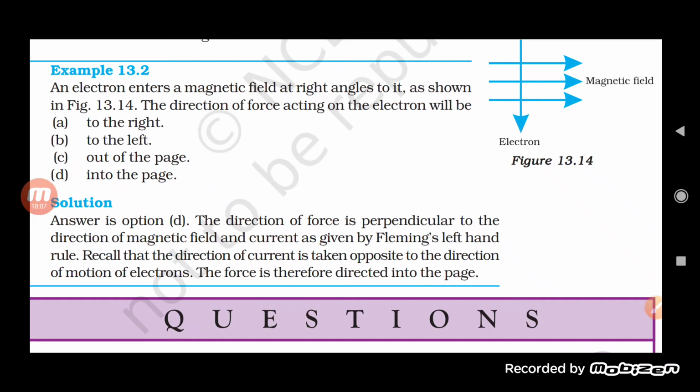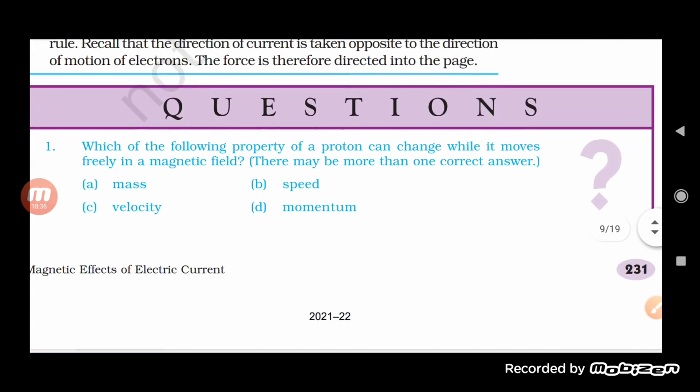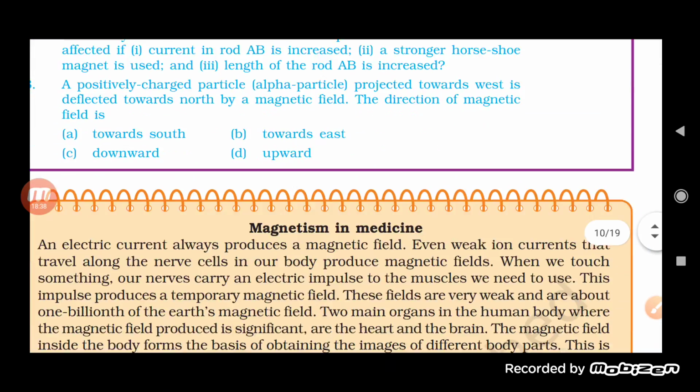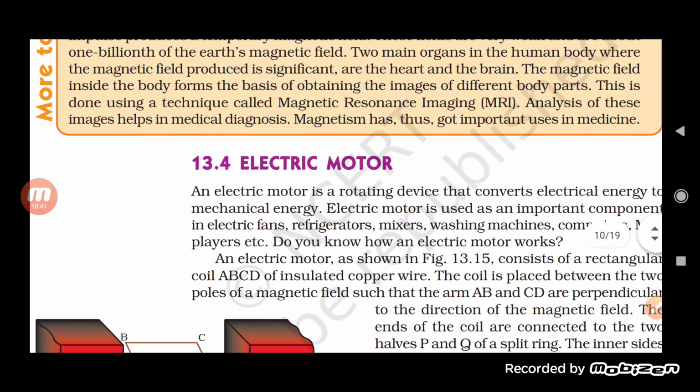Here it is written that the direction of force is perpendicular to the direction of magnetic field and current, and this is given by Fleming's left hand rule. So Fleming's left hand rule says that if we stretch all three fingers, forefinger, middle finger and thumb, we will find that if any two directions are given, we can get the direction of the third one. This is the Fleming left hand rule, student.